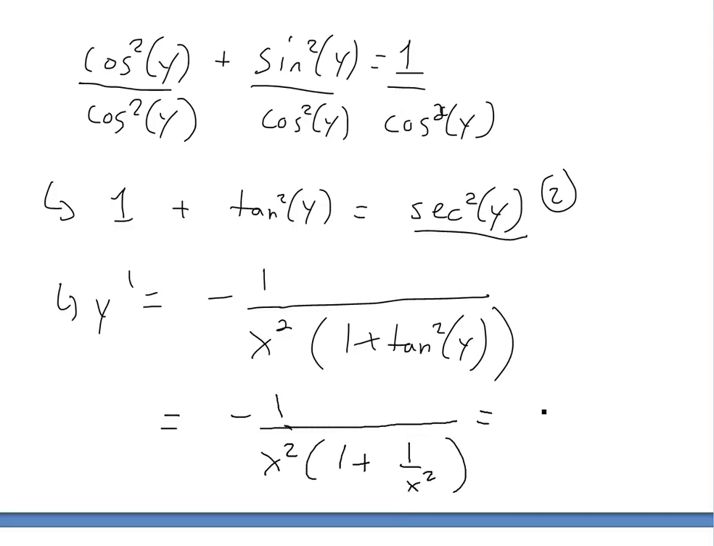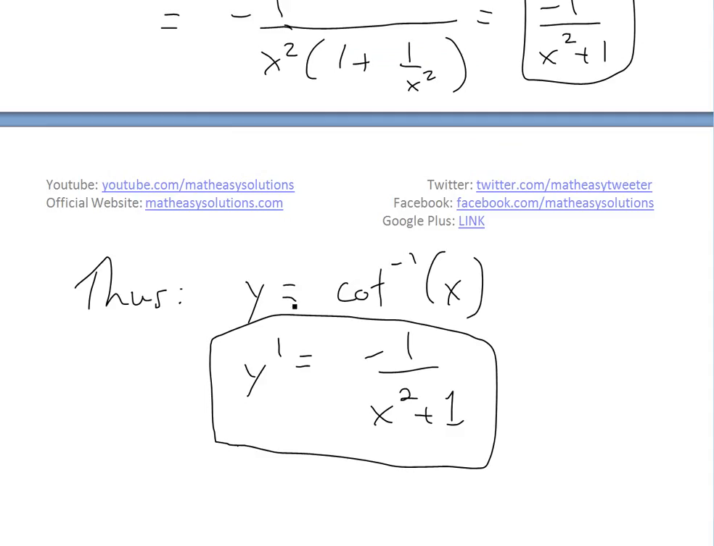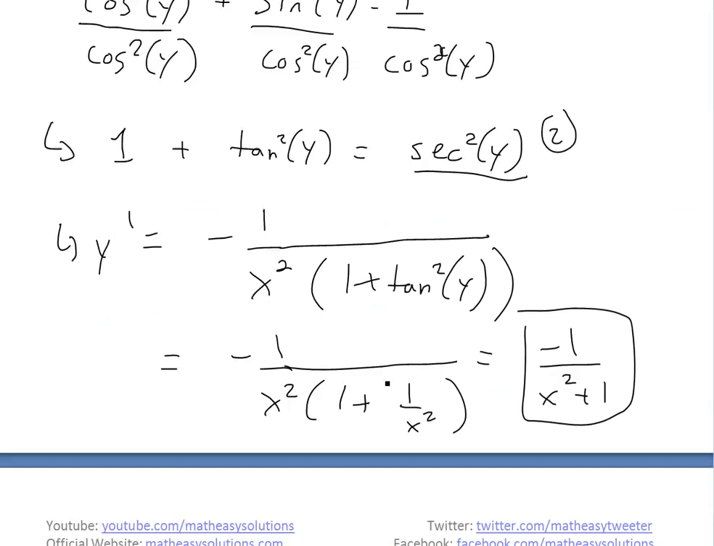Now if we simplify this out, multiplying by x squared, we get 1 over x squared plus 1 here. The x squared is cancelled. So this is actually our answer. Thus, if we write it down, the derivative of the inverse cotangent of x is just negative 1 over x squared plus 1. So this is the derivative.